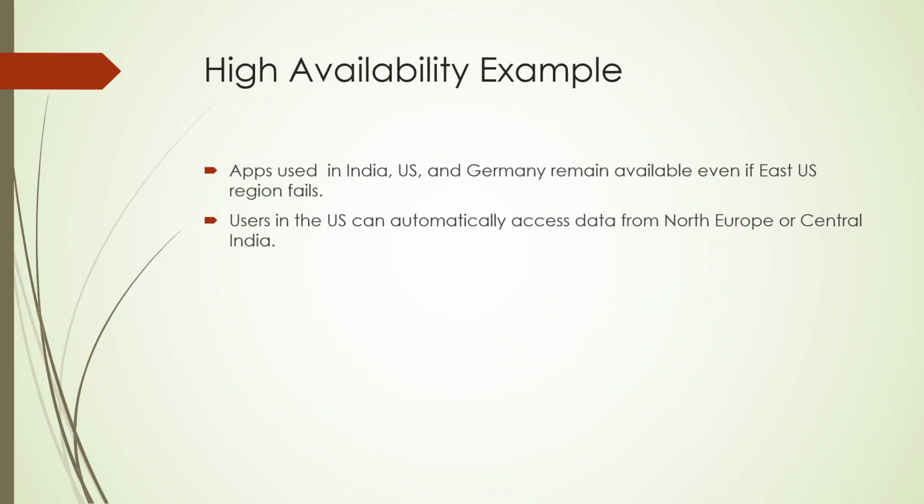High availability example: suppose an app is used in India, the US, and Germany. It remains available. If the East US region fails, it can fetch the data automatically from the nearest region, such as North Europe and Central India.